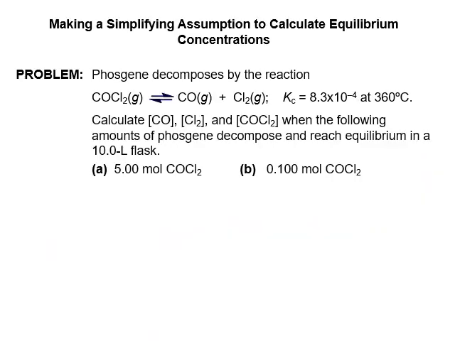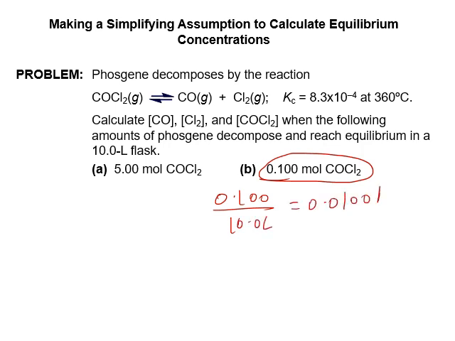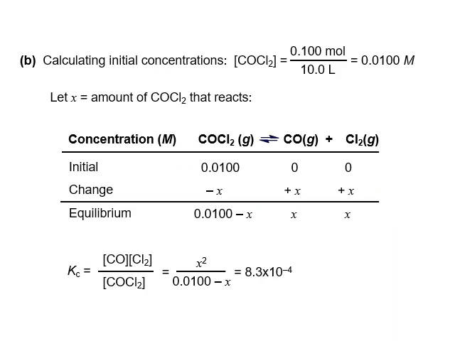Part B of the question was: assume you have 0.100 moles of CoCl2. Because I have 0.100 moles, I'll solve for the concentration. Divide by 10 liters, which gives me 0.0100 molar. Now I do the exact same thing, but my initial concentration is this. So again, I'll make an ICE table. Initial is this, these two are 0, minus x, plus x, plus x. This is my equilibrium concentration: initial plus the change gives me this, this, and this.